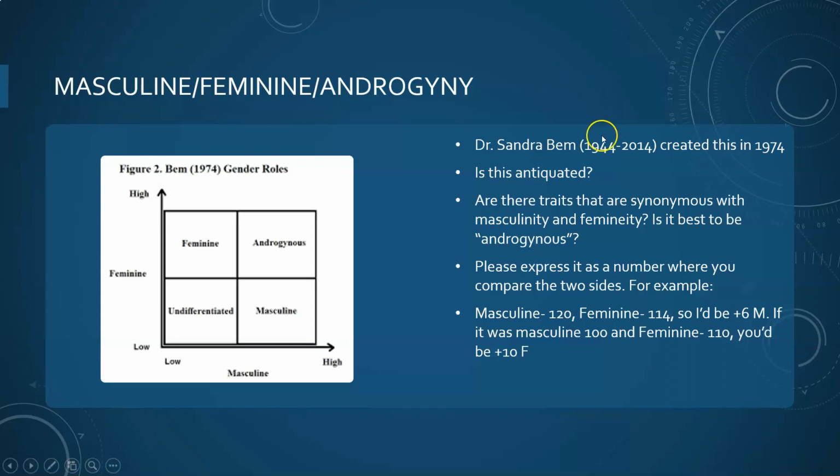But the way I want you to express it, you're going to get two numbers. One is masculine number, one is feminine. So a little bit of math here. So if you had a 120 masculine and a 114 feminine, you'd be plus 6 masculine. If your masculine was 100 and your feminine was 110, you'd be plus 10 feminine. So check that out. Look at yourself.